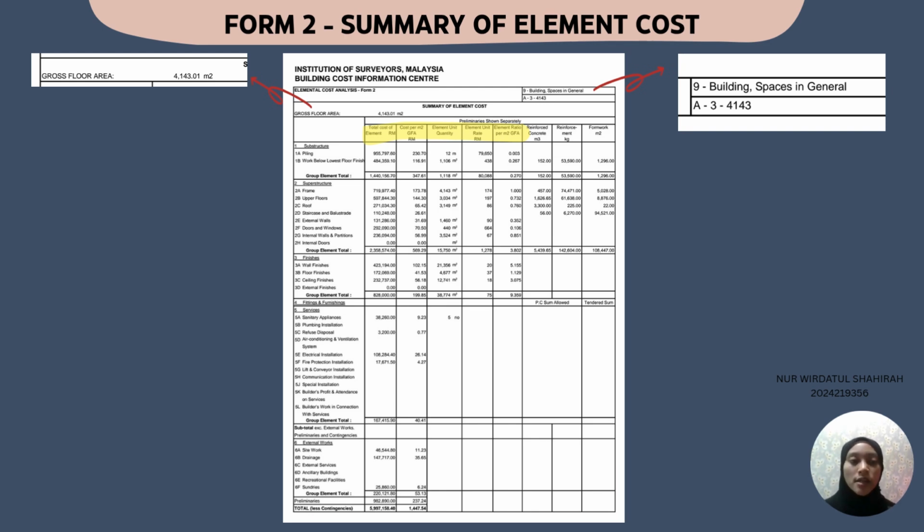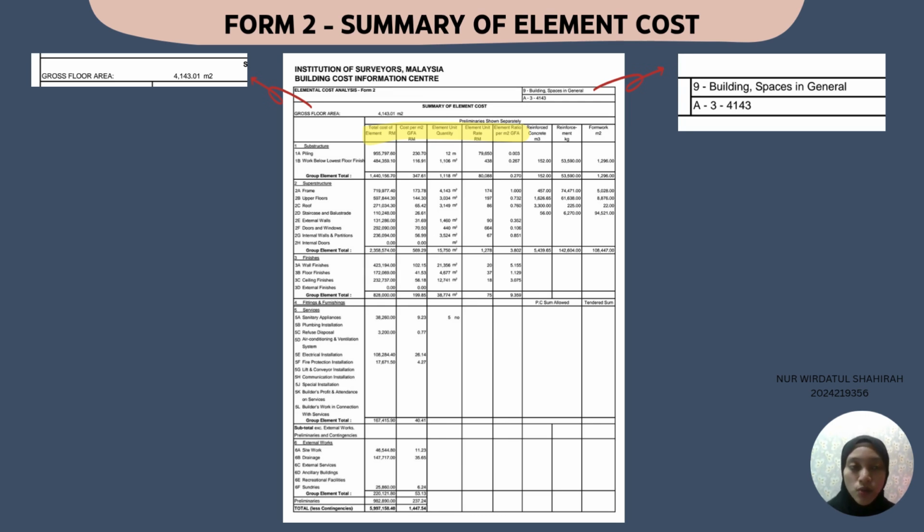The first element, substructure, includes works such as piling and construction below the lowest floor finish. The total cost for this component is RM 1,440,156.70, representing 24.01% of the total building cost.